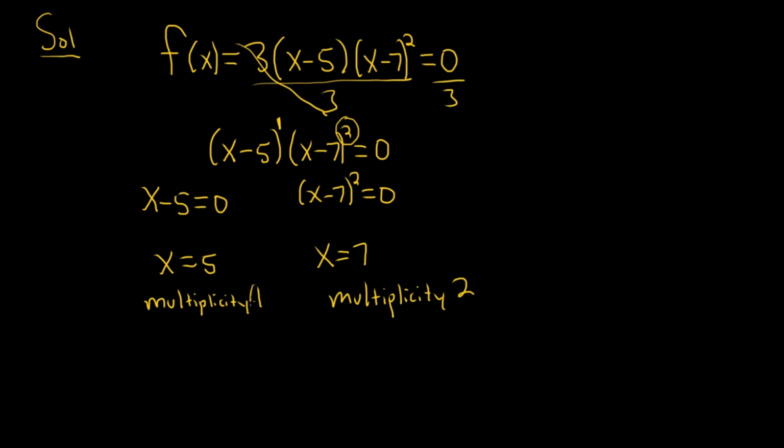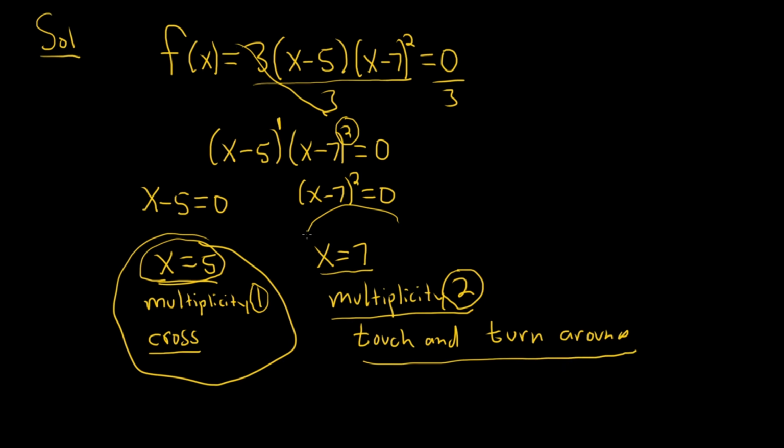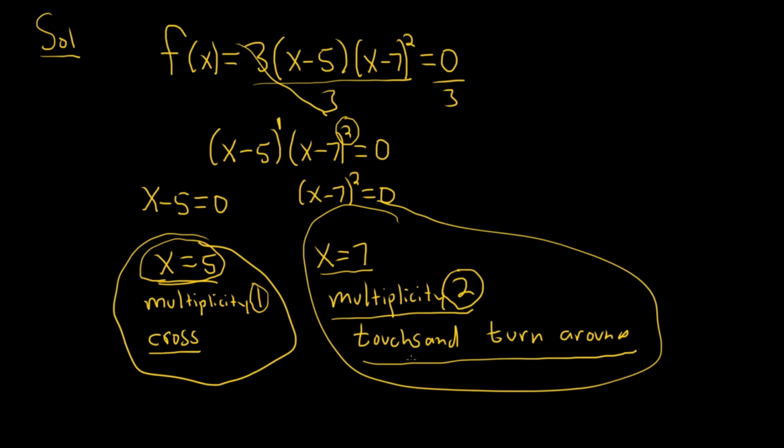And then because this is an odd number, it's going to cross the x-axis here at x equals 5. And because this is an even number, it's going to touch and turn around at x equals 7. So these are the answers. x equals 5 is the 0, the multiplicity is 1, and it crosses the x-axis there. x equals 7 is a 0, the multiplicity is 2, and it touches and turns around there. So that would be the final answer.